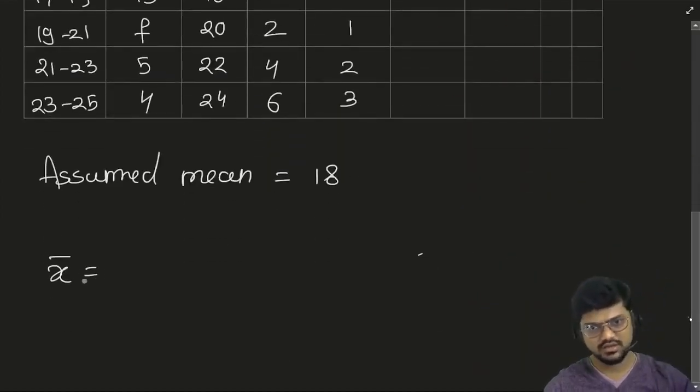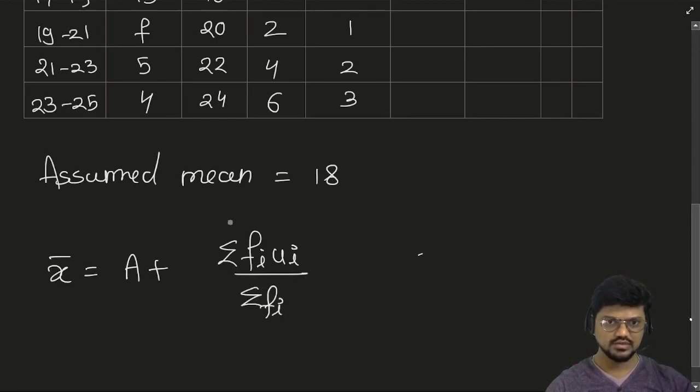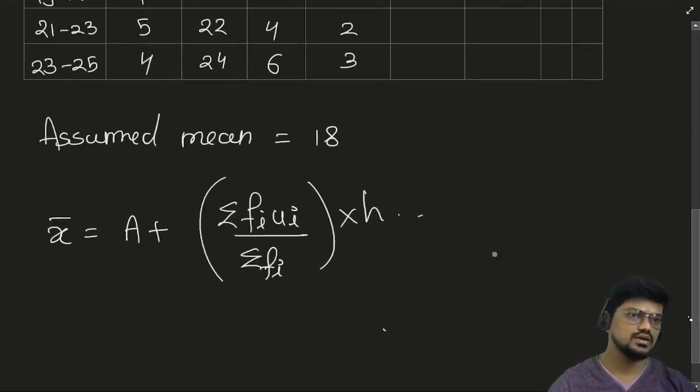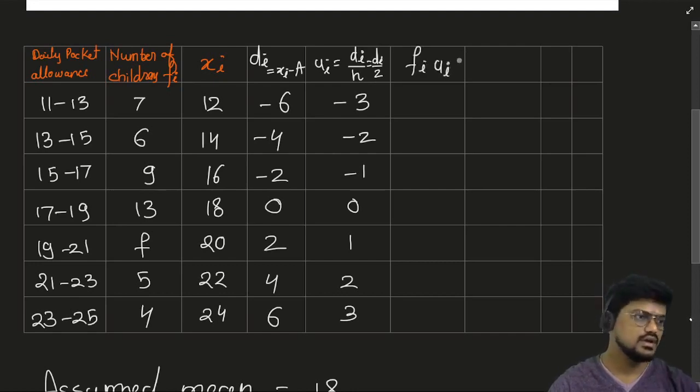Your mean will be equal to your assumed mean plus summation of fi into ui upon summation of fi into h. This is the formula to find the mean using the step deviation method. Now first we'll have to find what is fi into ui.